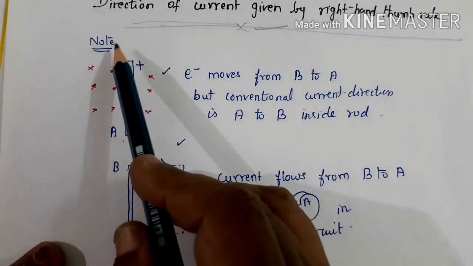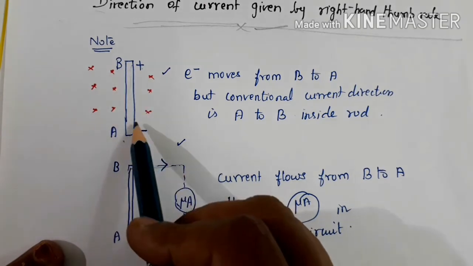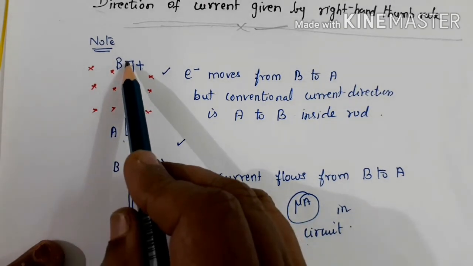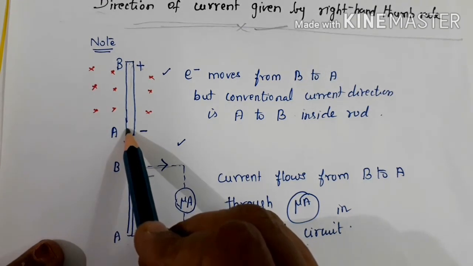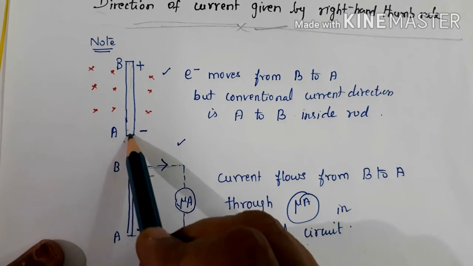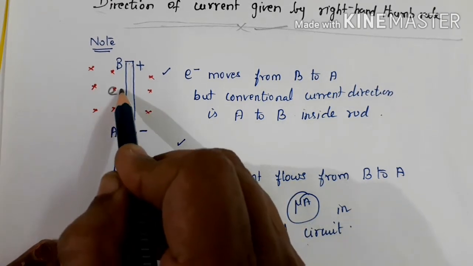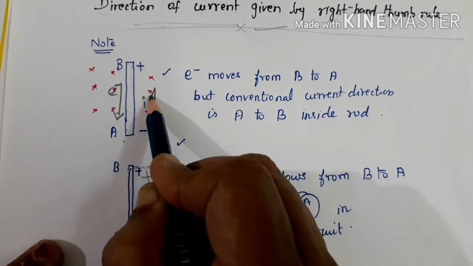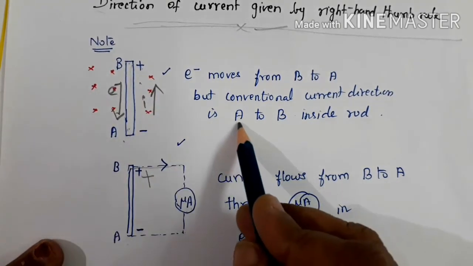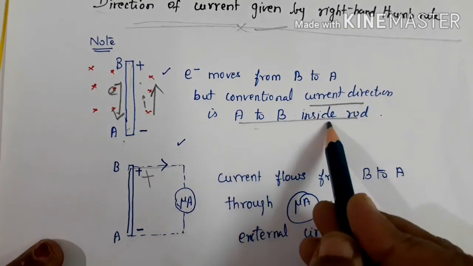You can note this also: inside the conductor, the electron moves from B to A, right? The conventional current direction is opposite to the direction of electron flow. So what will be the current direction? The electron is flowing from B to A, so the current will be flowing from A to B. That is the current direction inside the conductor. So the current direction is A to B inside the conductor.